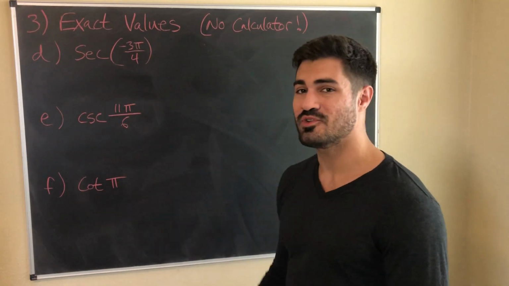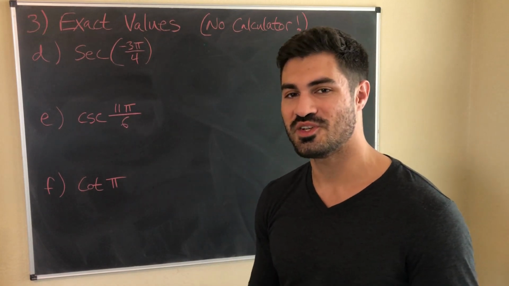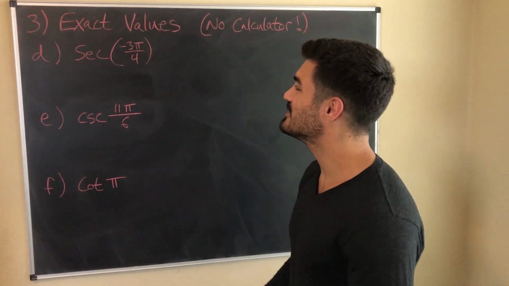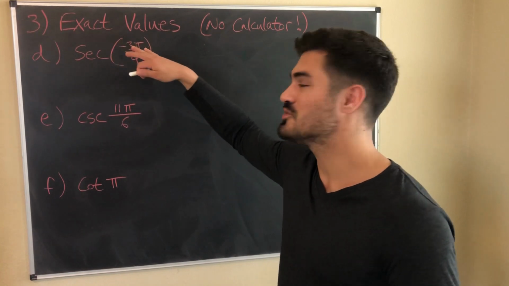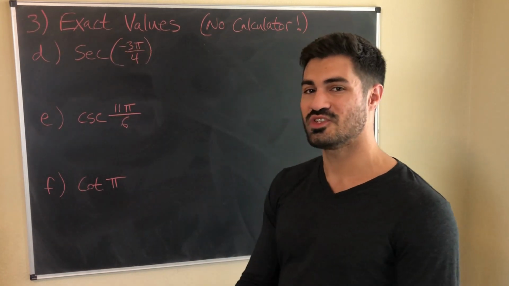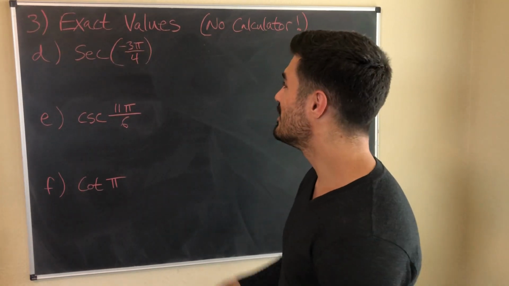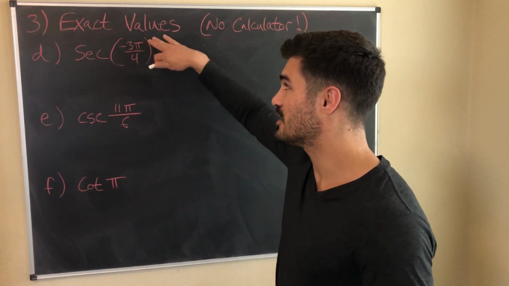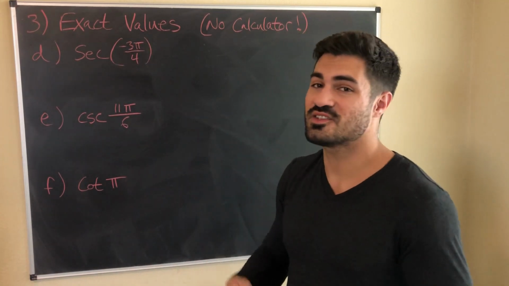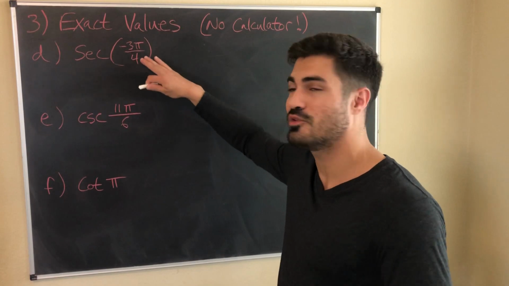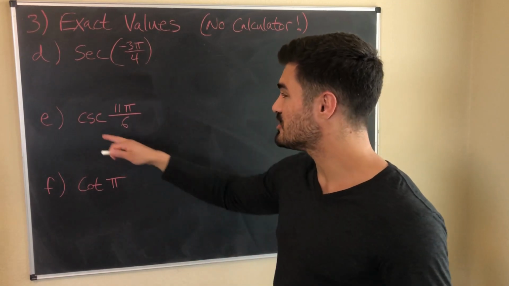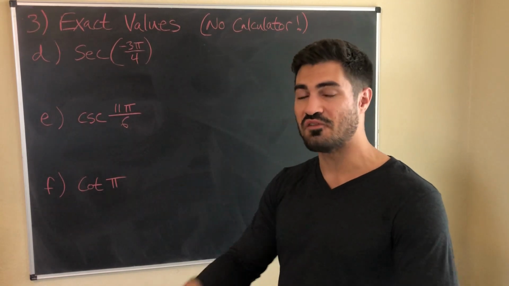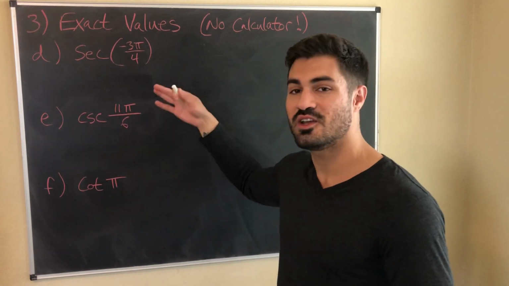And with these kind of examples, I'm really going to take advantage of those reciprocal identities. What I mean by that is, I know that secant is the reciprocal of cosine, and I know that cosecant is the reciprocal of sine. So knowing that, I can just find cosine of -3 pi over 4 and flip it, and that's going to be the same thing as the secant of -3 pi over 4. Similarly, I can just find the sine of 11 pi over 6 and flip it, and that's going to be the cosecant of 11 pi over 6.